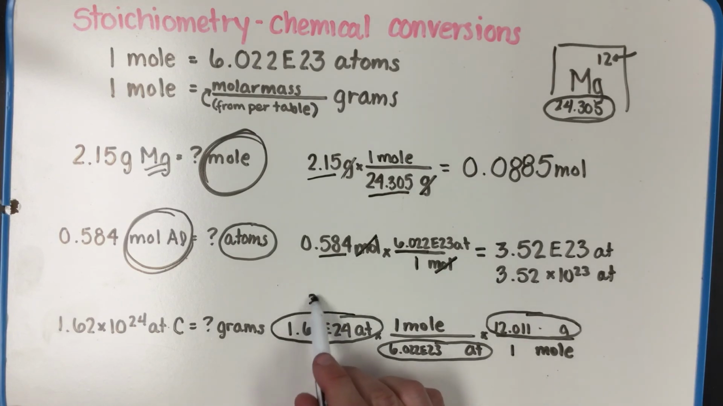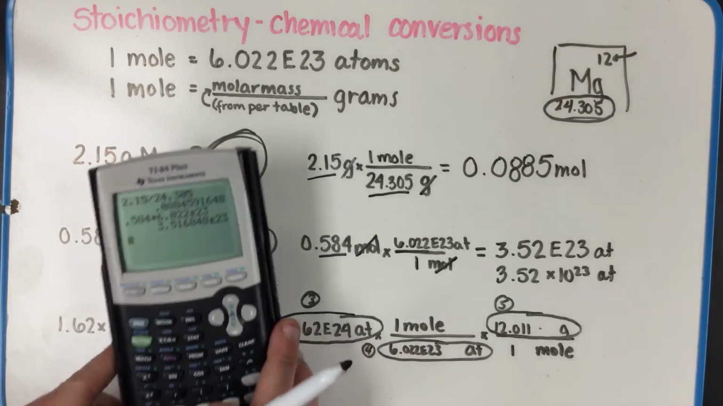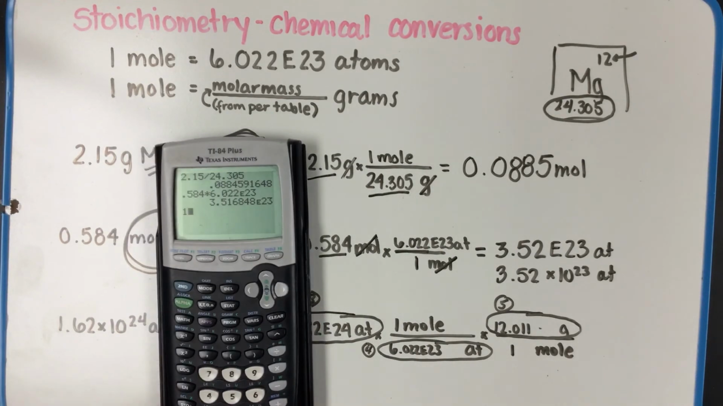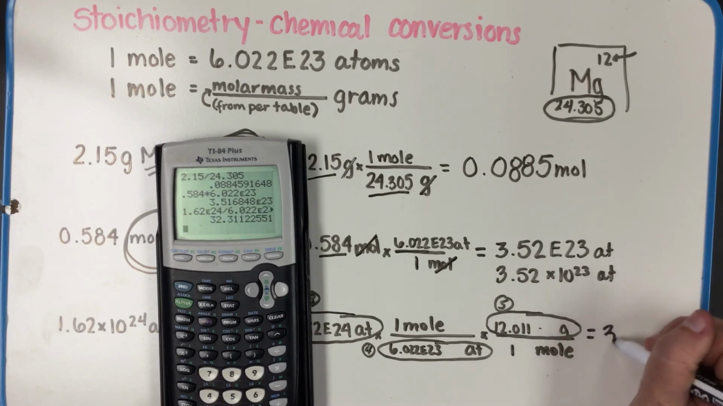Since there's 3 significant figures here, 4 significant figures here, and 5 significant figures here, we're going to keep the smallest, or the 3 significant figures. So on our calculator here, we've got 1.62 E24th divided by 6.022 E23rd times 12.011. And that gets us our final answer, rounded to 3 significant figures, of 32.3 grams.